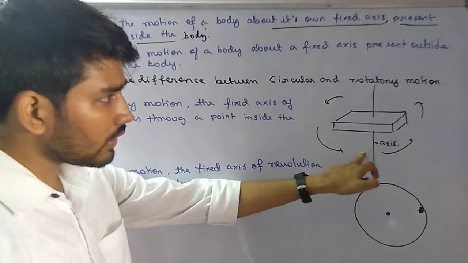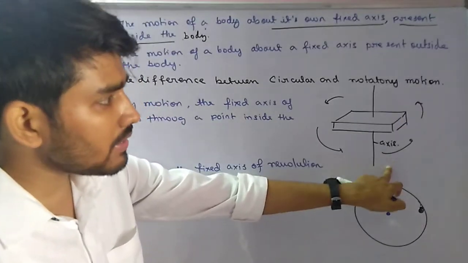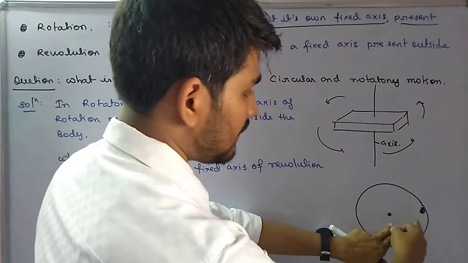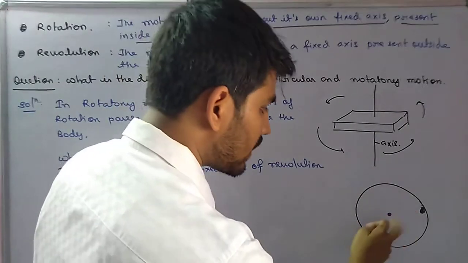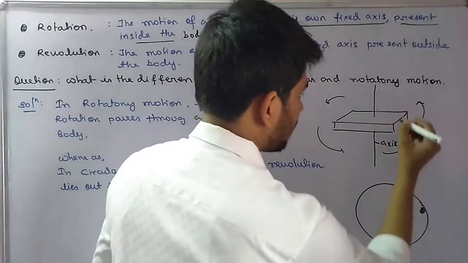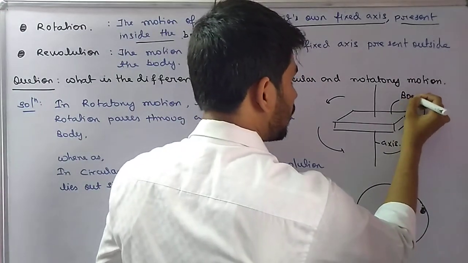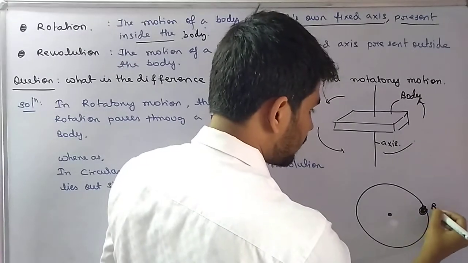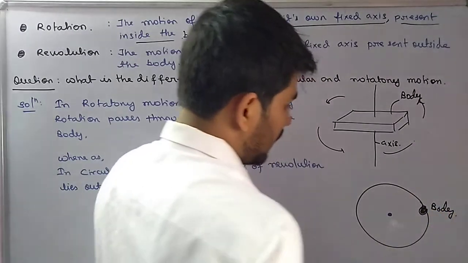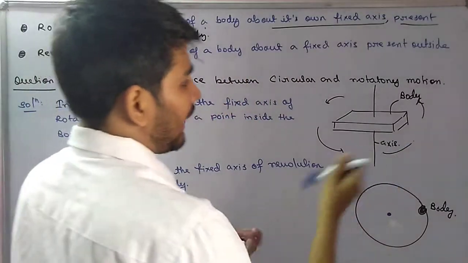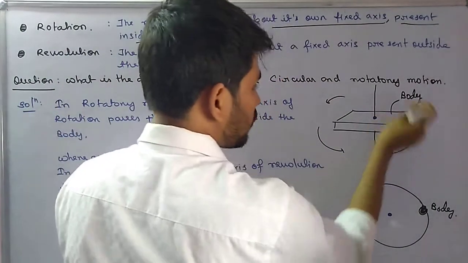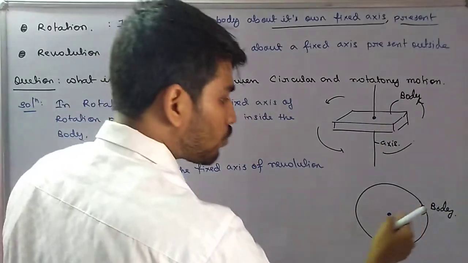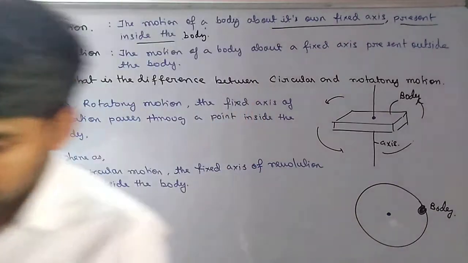In case of rotation, the fixed axis is present inside the body. In case of circular motion, the fixed axis is present outside the body. This is my body. Not my body, book. And this is the body over here. See, the fixed axis or the fixed point about which it is rotating is present inside the body. But this fixed point is present outside the body. It's very simple. Now we'll move on.